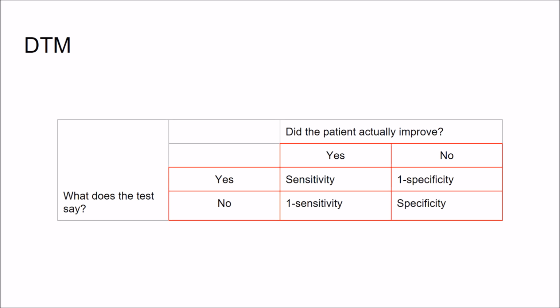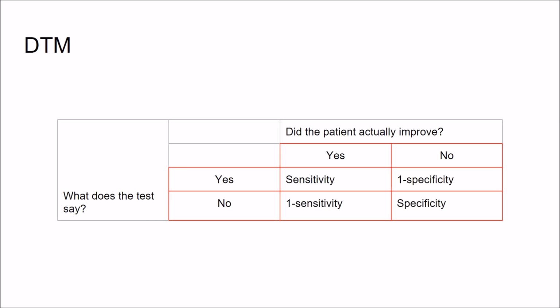If we were to put all these different errors and accuracy statistics into a table, what we usually do is use a 2x2 matrix or a grid to represent it. So as you can see, the very top row asks the question, did the patient actually improve? So this is what we know in real life, that the patient, yes, has improved, or no, the patient hasn't actually improved.